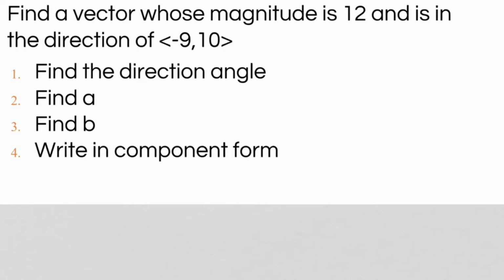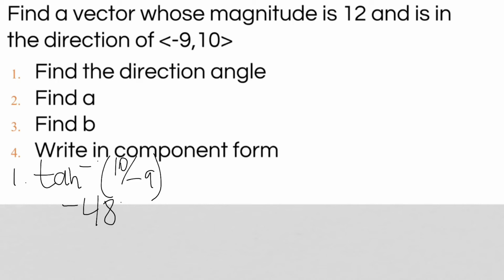All right, here's the second example. Same as the one before. So if you want to try it yourself by looking at the first example and pausing the video, please do so. Here you're finding a vector whose magnitude is 12 and is going in the direction of a vector of -9, 10. So let's find the direction angle first.